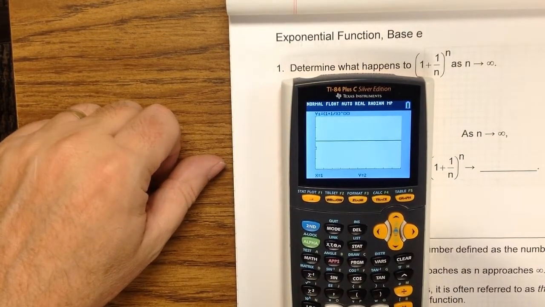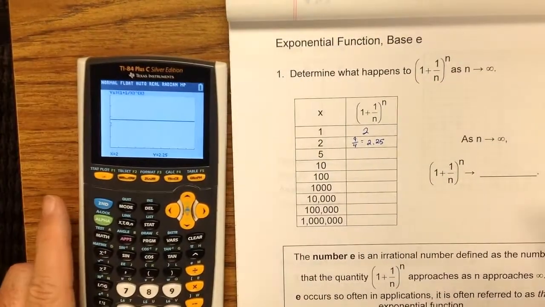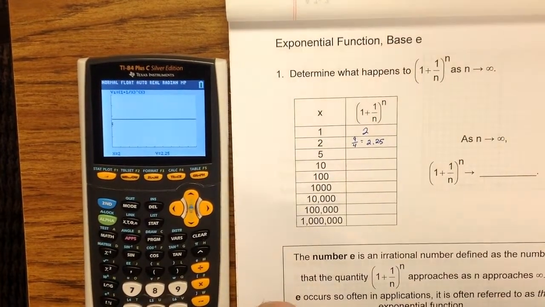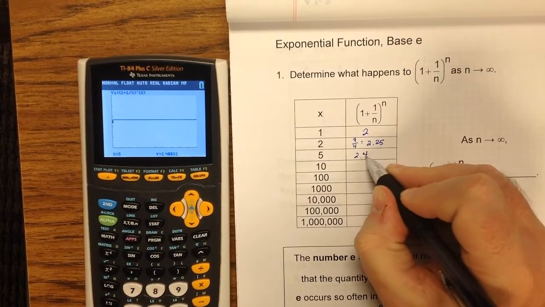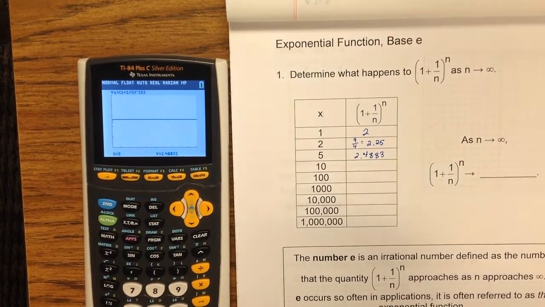If I put x equals 2, I'm going to press 2, press enter. I get 2.25. So 2.25. I press 5, I get 2.4883. I'm just going to round here to 4 decimals for a while.